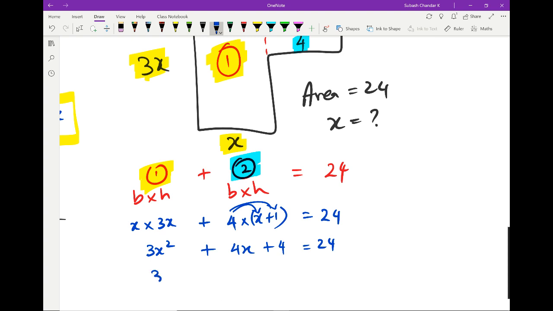So rearranging this, we're going to get 3x squared plus 4x plus 4 minus 24, and that is equal to 0.